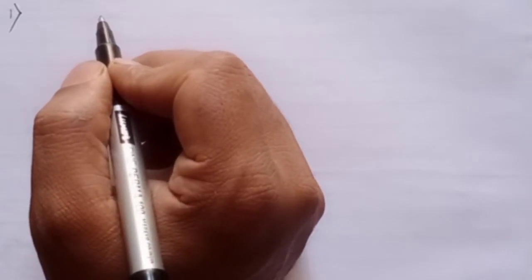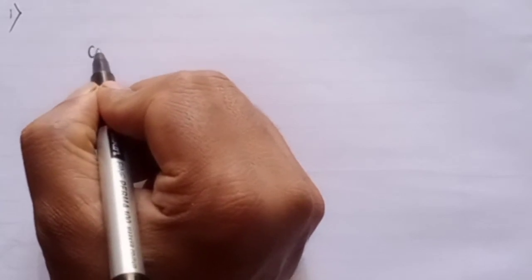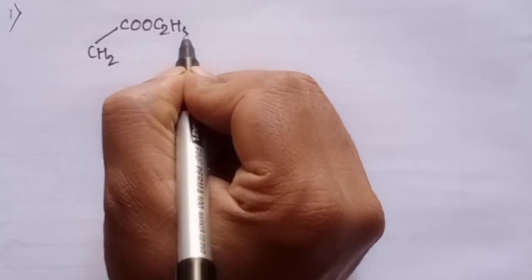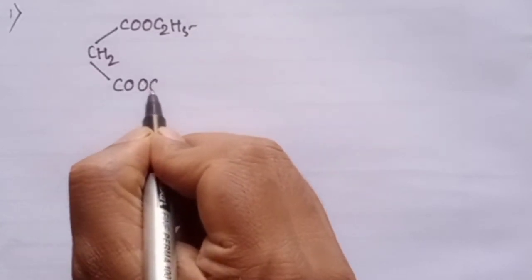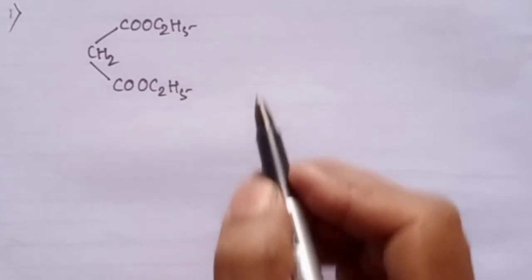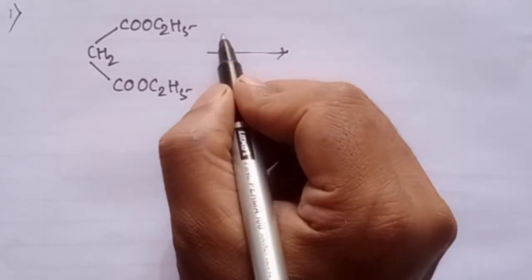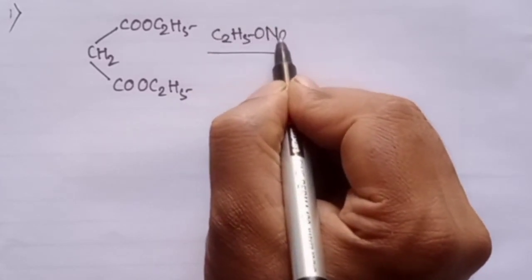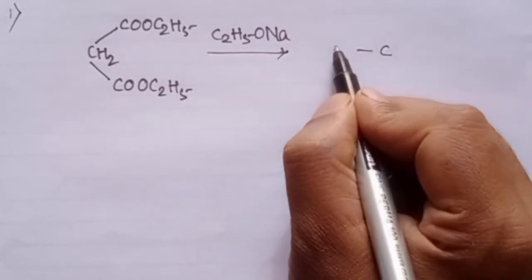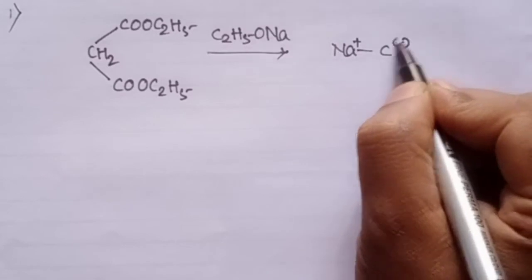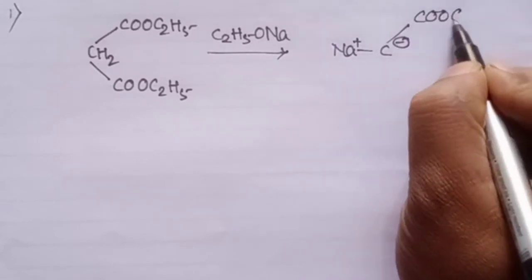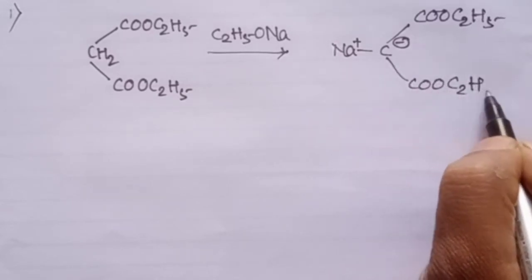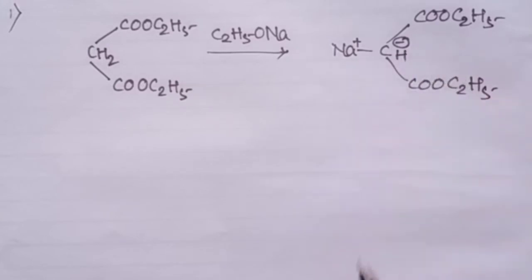Succinic acid from diethyl malonate. So here it is diethyl malonate, COOC2H5, COOC2H5. Given base sodium ethoxide, C2H5ONa. Most acidic proton will be removed by the sodium, so this one will be plus, this one will be minus, rest will remain the same, COOC2H5, one hydrogen will be left out, this one is the hydrogen.